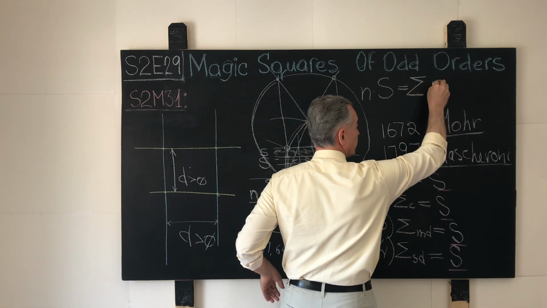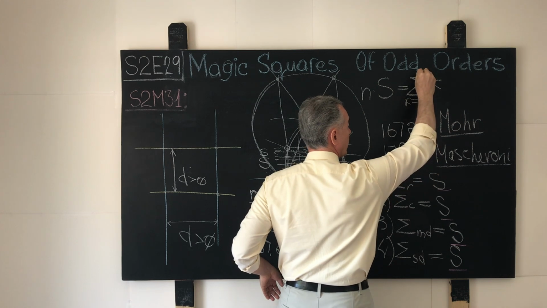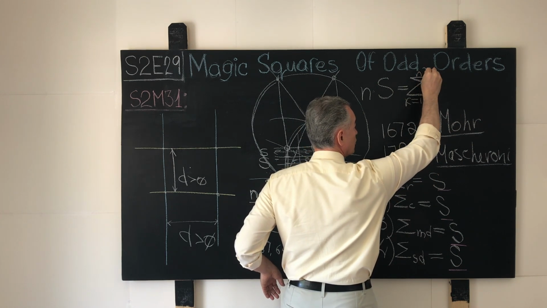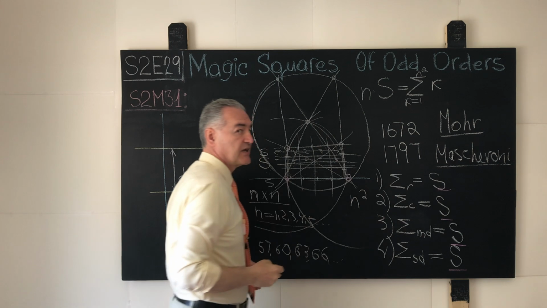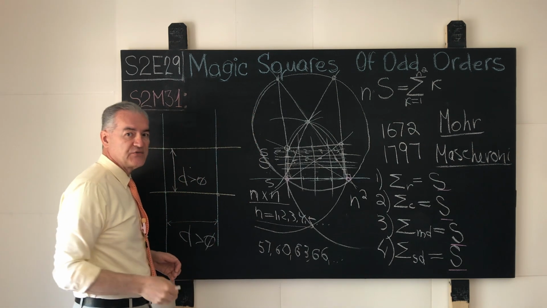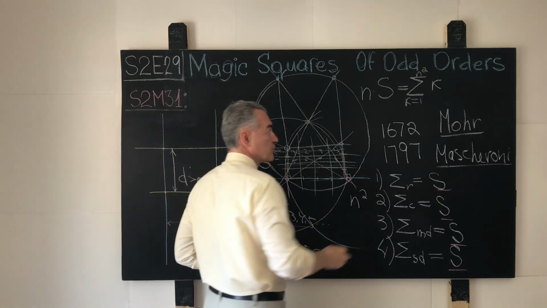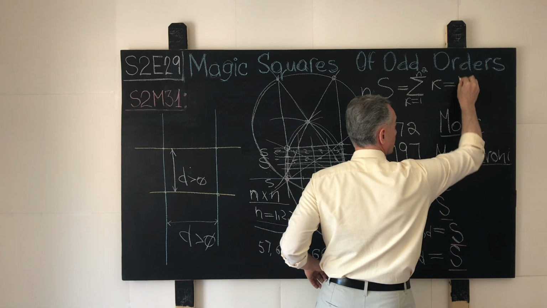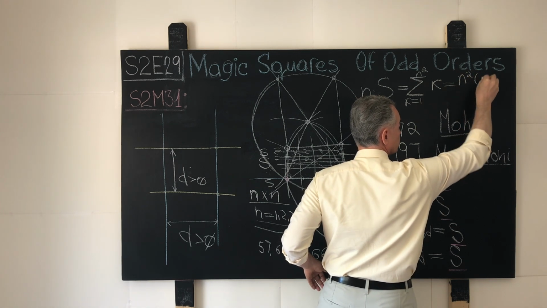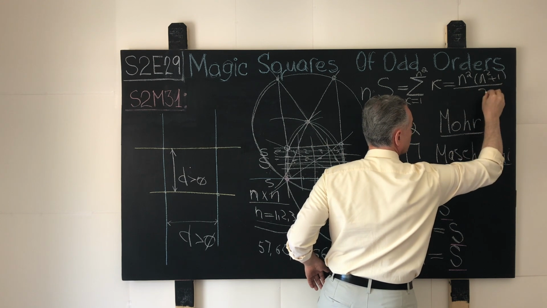This will be the sum of k, where k runs from 1 to where? To n squared. Exactly. The first n squared positive whole numbers, starting with 1, 2, 3, 4, 5, and so on to n squared. That formula is known. We can write it down right away. It's n squared times n squared plus 1, over 2.